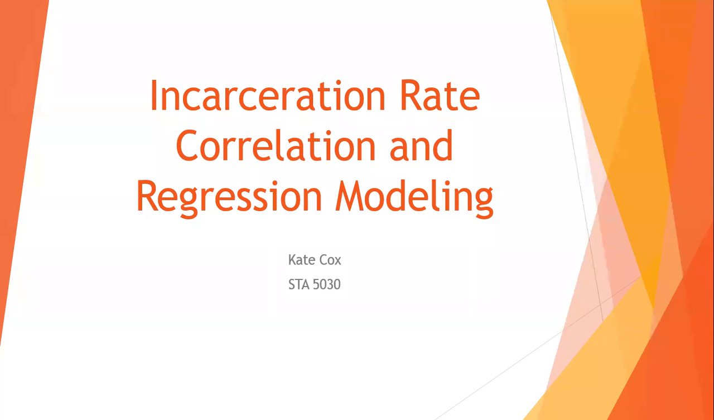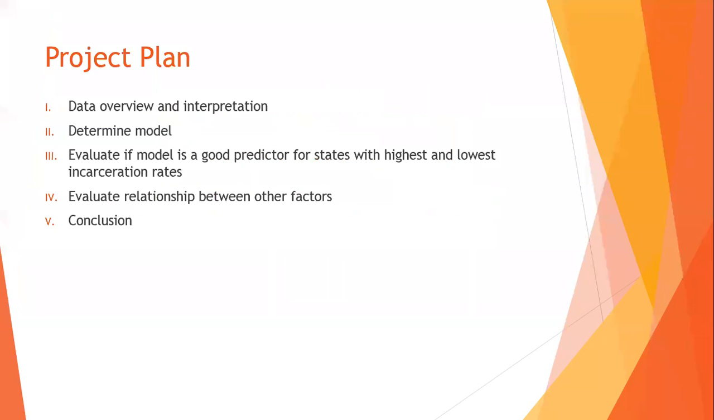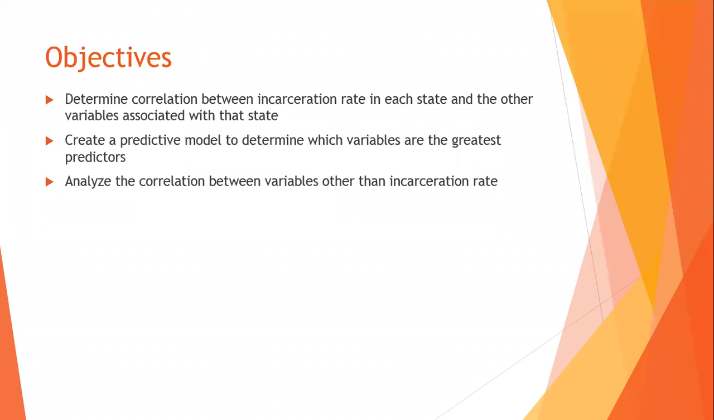Hi, my name is Kate Cox, and for my project, I decided to do incarceration rate, correlation, and regression modeling. So for the project plan, I wanted to first do data overview and interpretation of the data, determine a predictive model to predict incarceration rate, evaluate if the model is a good predictor for states with highest and lowest incarceration rates, and evaluate the relationship between other factors other than the incarceration rate, and finally the conclusion.